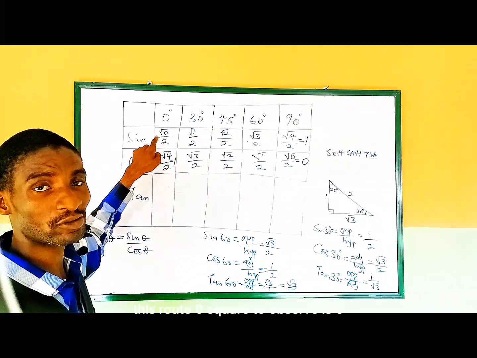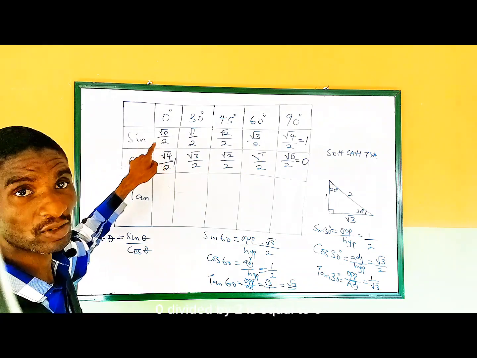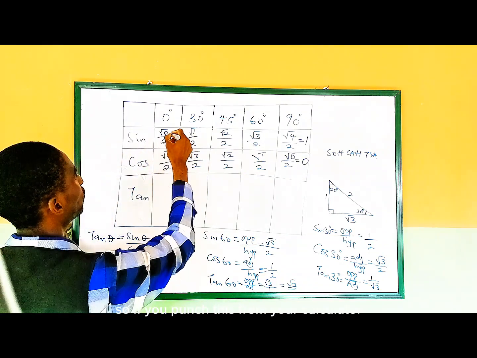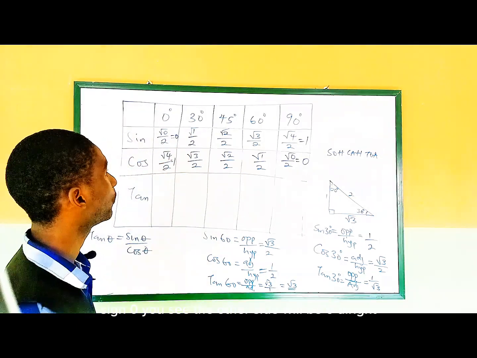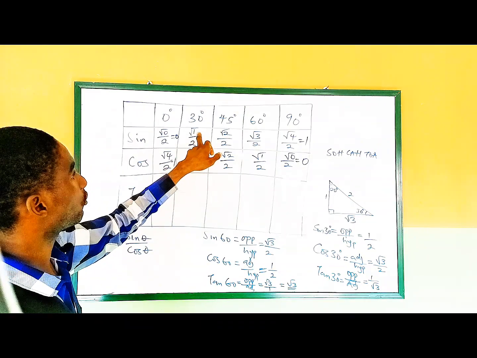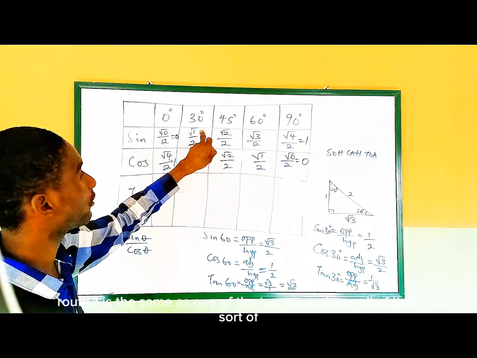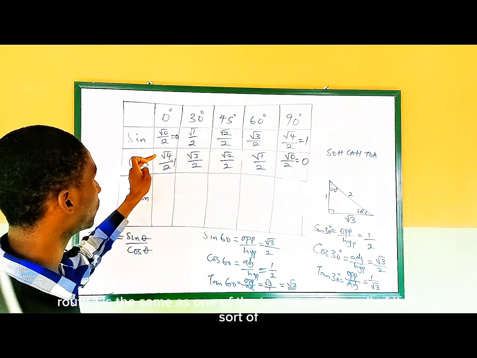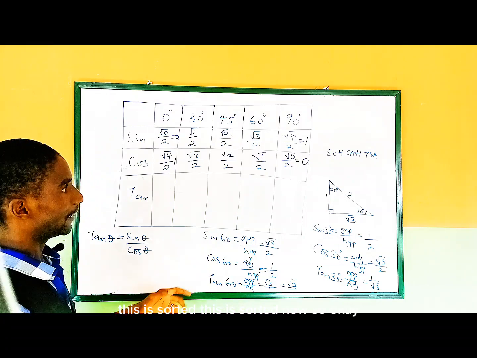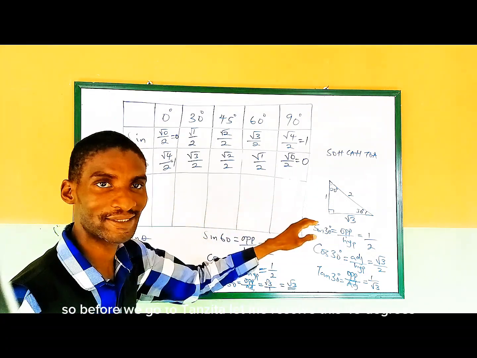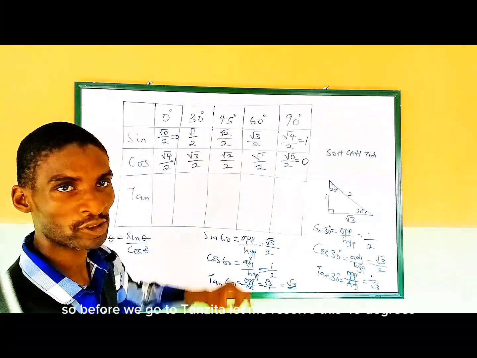This root 0, square root of 0 is 0. 0 divided by 2 is equal to 0. So if you punch this in your calculator, sin 0, you see your answer will be 0. Alright. Root 1 is the same as 1 over 2. So we have all of that sorted. This is sorted, this is sorted. Now, okay, before we go to tan theta, let me resolve this 45 degrees.